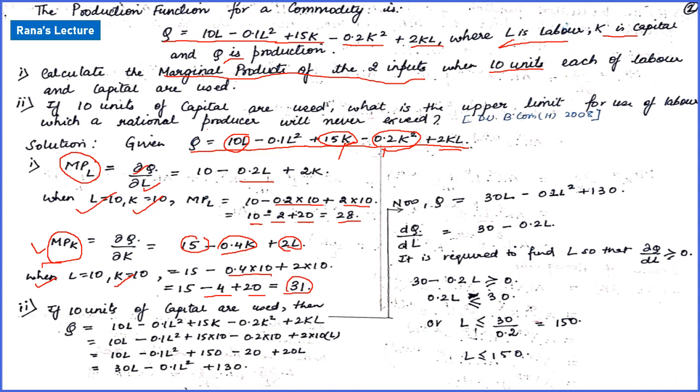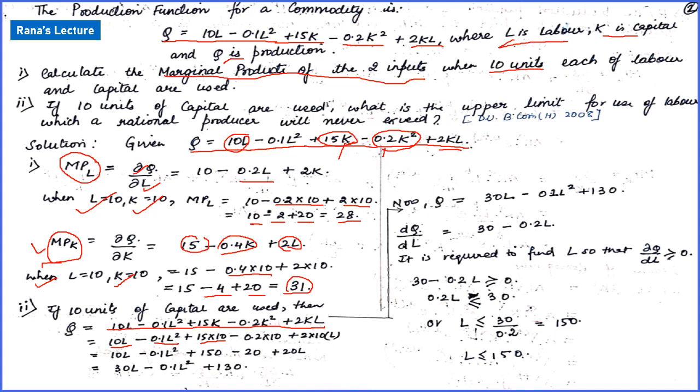Right? Now we move to the second part of the question. If 10 units of capital are used, what is the upper limit for the use of labor which a rational producer will never exceed? Only 10 units of capital are used. So our production function which was given, this was the production function. In place of K we substitute 10 because 10 units of capital is there, right? Here 15K is there so 15 into 10, 0.2K square is there, right?